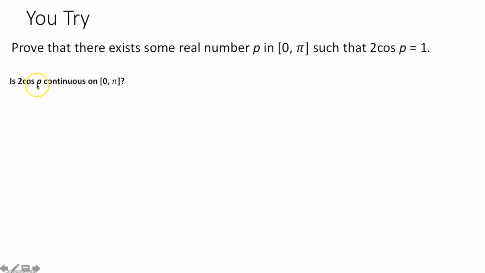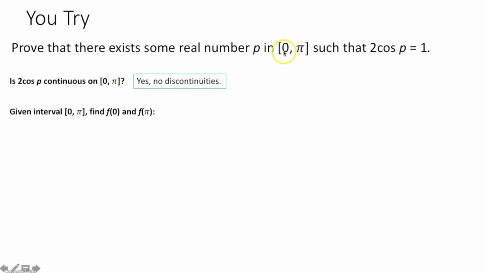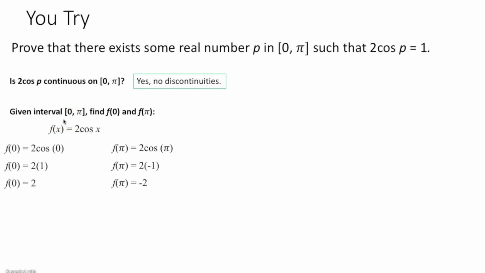Well, the cosine function has no asymptotes or holes. Therefore, yes, our function is continuous on our given interval. Next, what we need to do is plug in each of the endpoints into our particular function to get the y values associated with those. If I plug in each of these endpoints for x, I would get the y value associated with those endpoints.